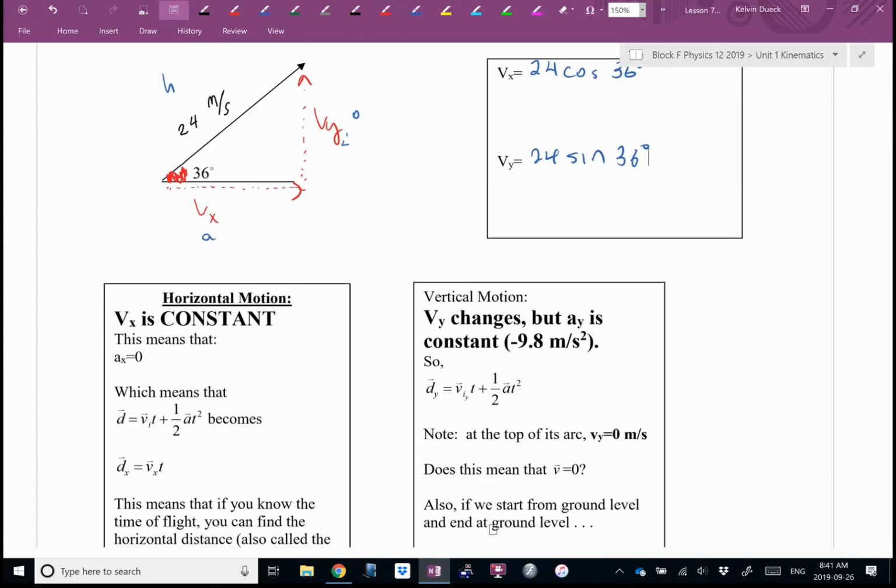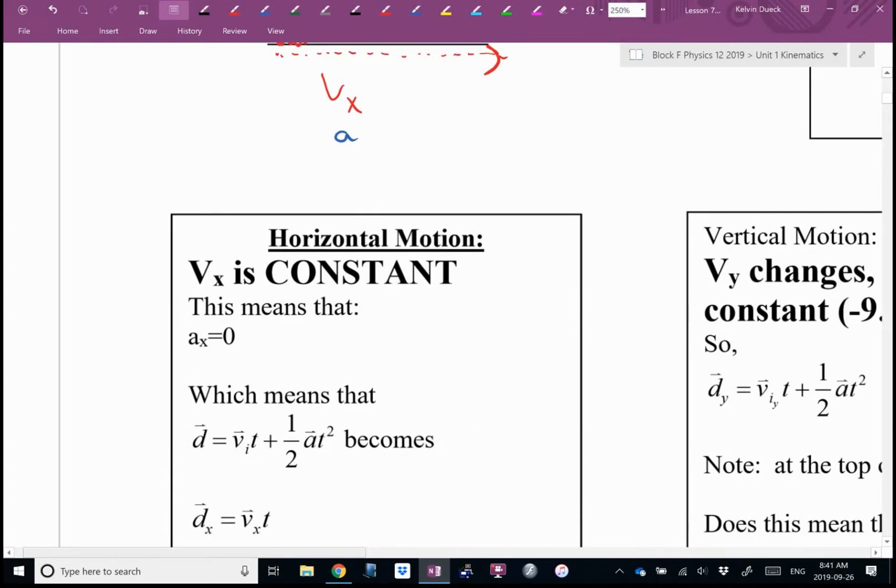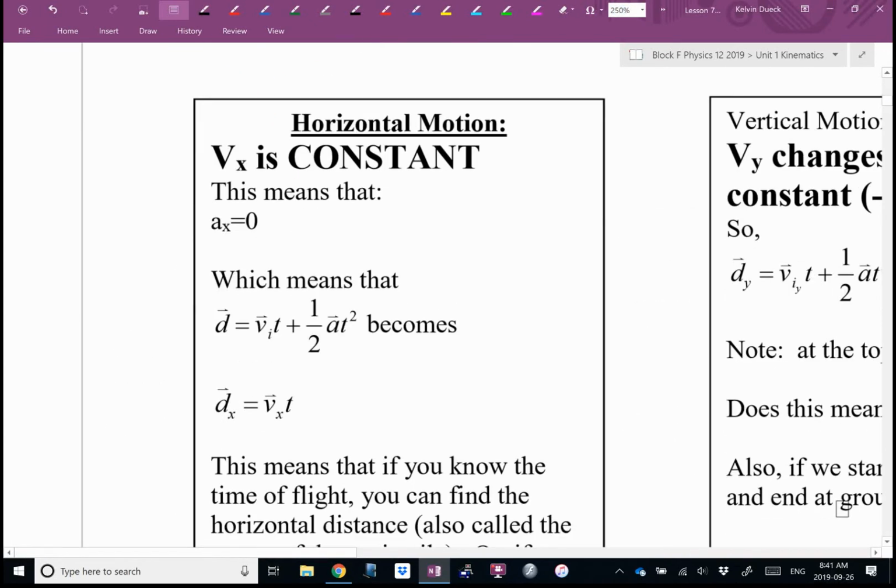Some key ideas: when we get closer to your test, if you're looking for a page that you want to look at when you're studying, it would be this page. It would be these two boxes. I'm going to zoom into the horizontal side first of all. Horizontal motion, Vx is constant. That means that Ax is 0, which means that horizontally d equals Vit plus a half At squared just becomes dx equals Vxt. That's the displacement equation when you're solving a question horizontally.